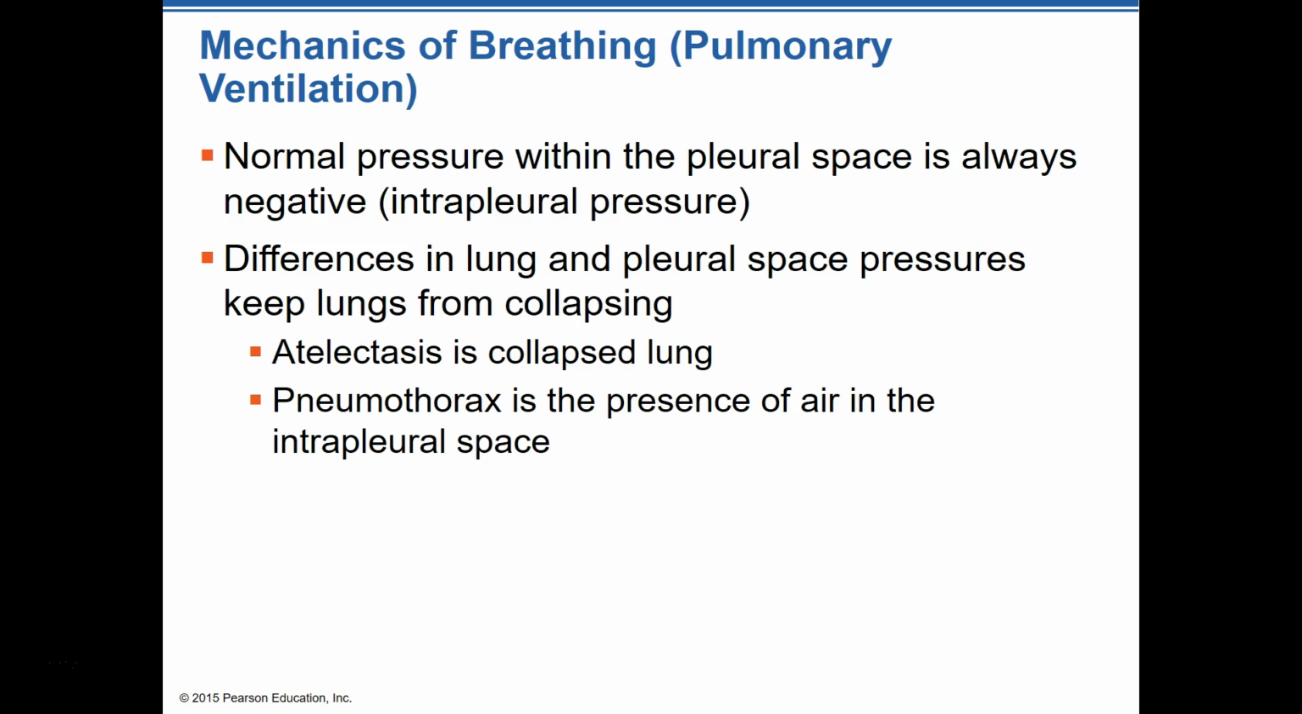The normal pressure within the pleural space is always a negative pressure, so it's very easy. If we get a little puncture in that, it's going to start sucking things into it. So normally that pleural space always has a negative pressure in it anyway. The difference between the lung and the pleural space pressures actually helps keep the lung from collapsing. So there's a mechanism in there that keeps our lung inflated so it doesn't collapse. If the lung collapsed, it can actually kind of stick together a little bit.